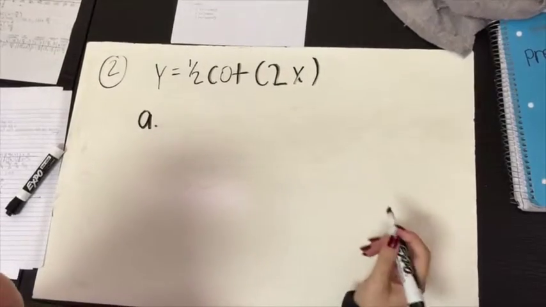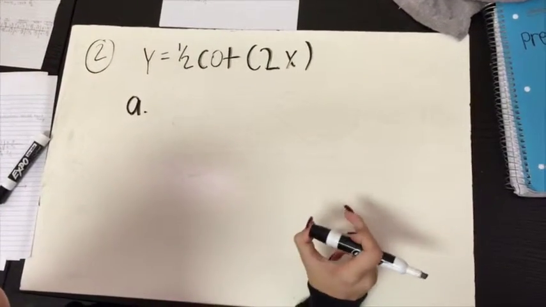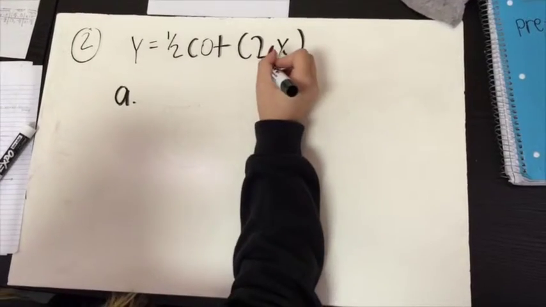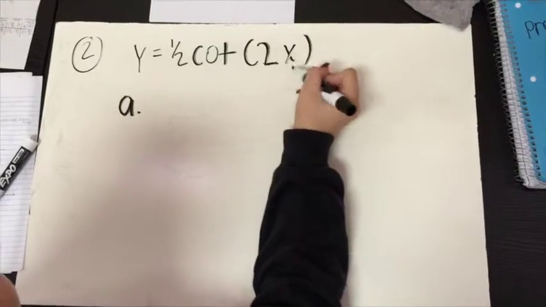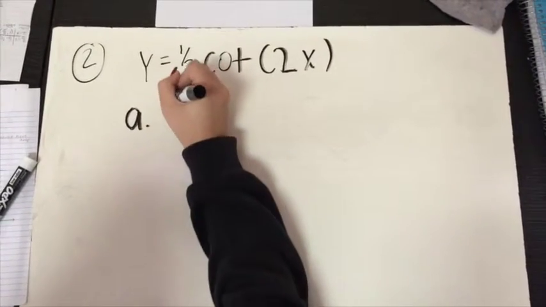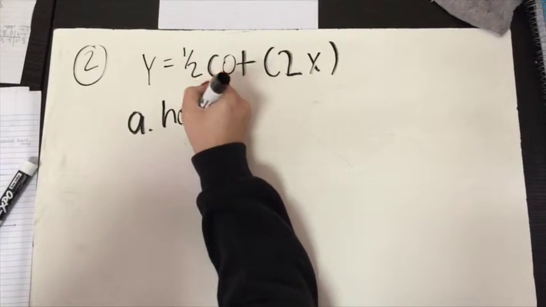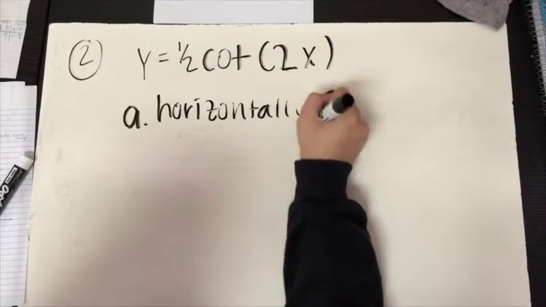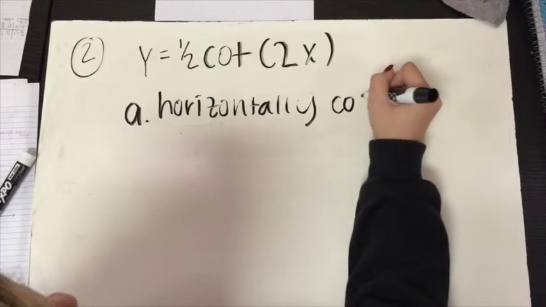So first we need to describe the transformation from the parent graph to the given function. So 2 is inside the parentheses, which means it has to do with x. And so it's horizontally compressed by 1/2.